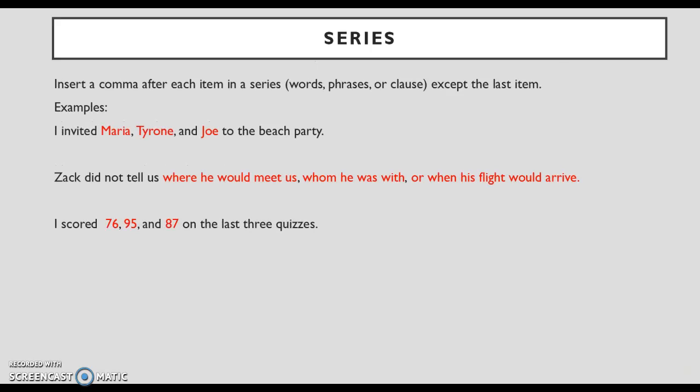In a series, insert a comma after each item in a series, like words, phrases, or clauses, except the last item. Examples. I invited Maria, Tyrone, and Joe to the beach party. Zach did not tell us where he would meet us, whom he was with, or when the flight would arrive. I scored a 76, 95, and an 87 on the last three quizzes. Everything that is in red is a series. First we have names, then we have clauses, then we have scores. Each one of them is separated by commas.